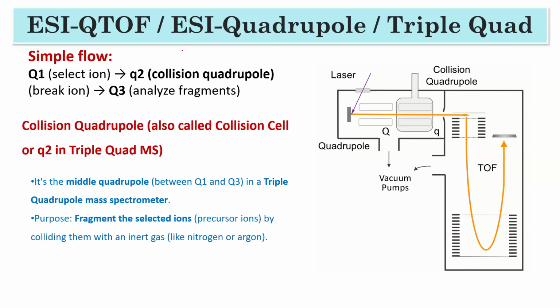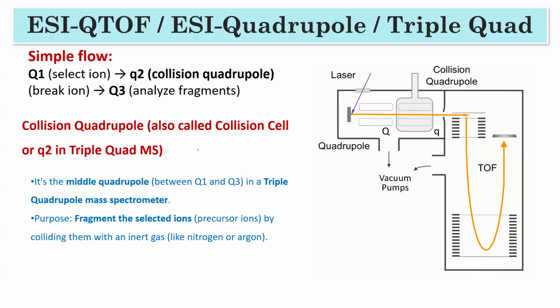So what is the purpose of this kind of fragmentation using collision induced dissociation? It fragments the selected ion by colliding it with an inert gas. Then we can detect and study them, the molecular weight and what spectra you got.